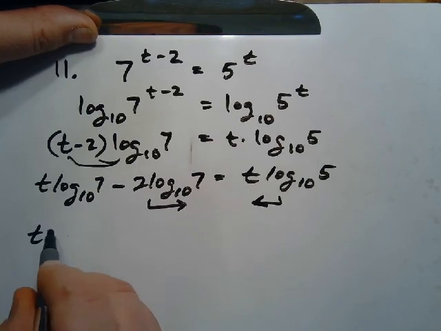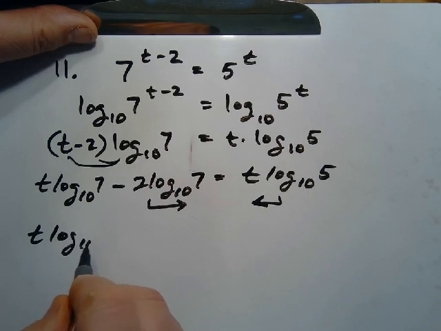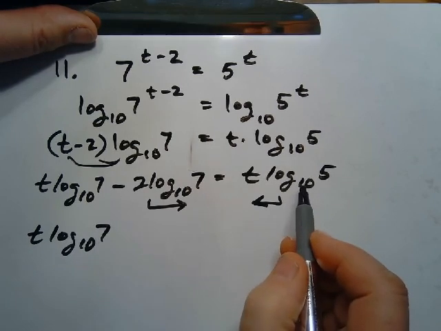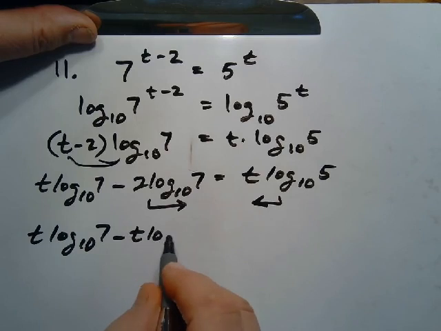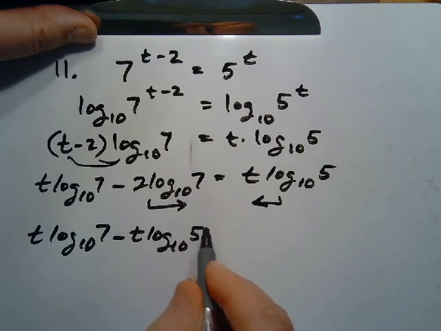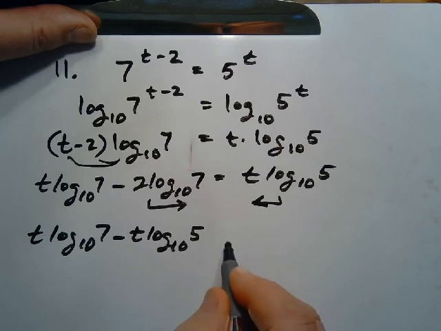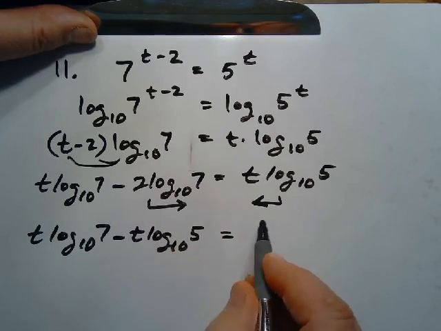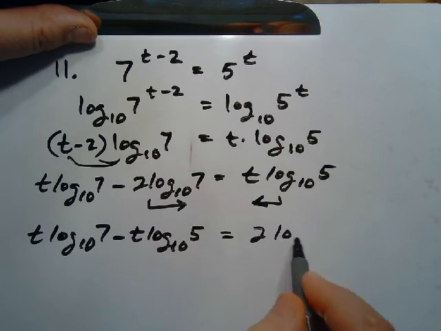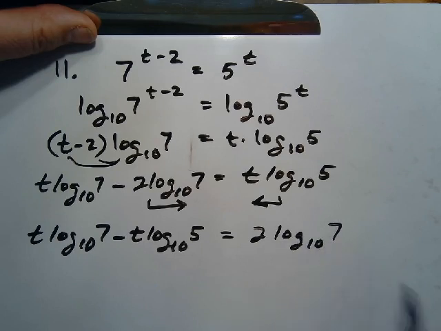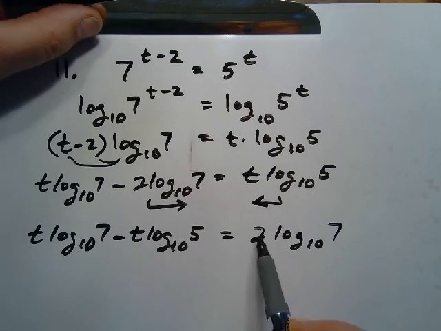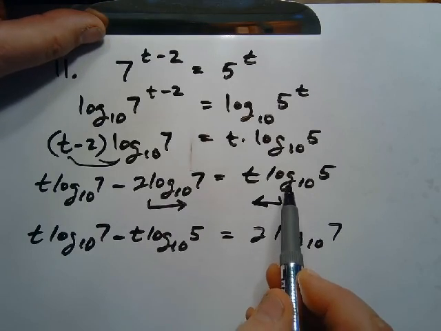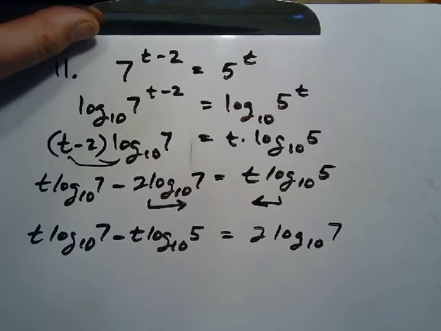So let's copy this down, t log base 10 of 7. When I subtract this from both sides, I get negative t log base 10 of 5. And then if I add this to both sides, I get 2 log base 10 of 7. Now, I did that pretty quickly by just moving this to the other side and changing the sign. Moving this one to the other side and changing the sign.